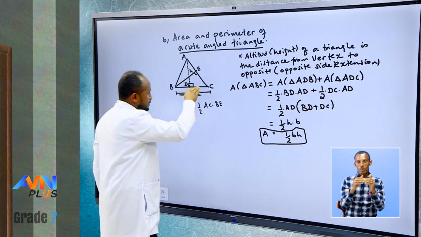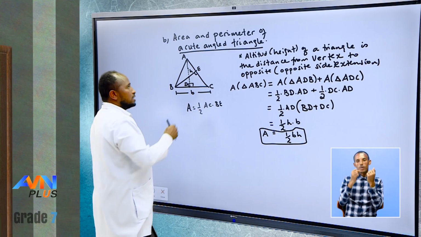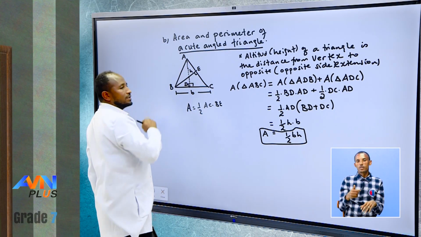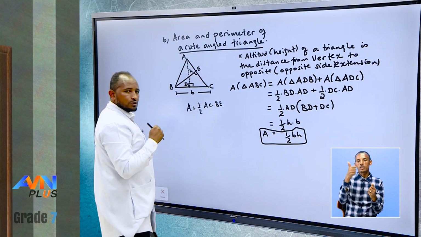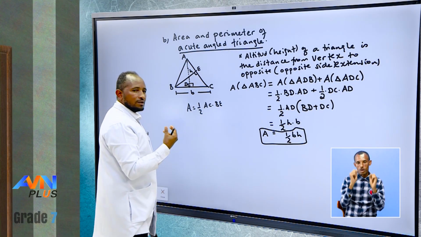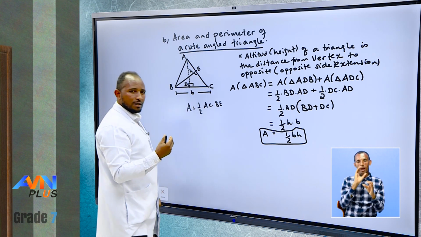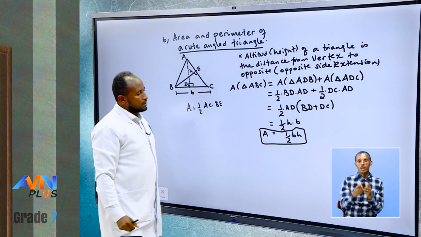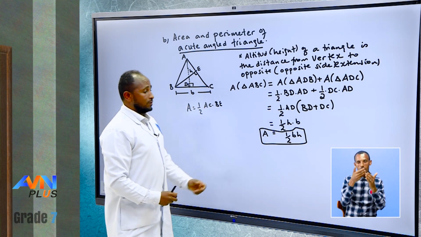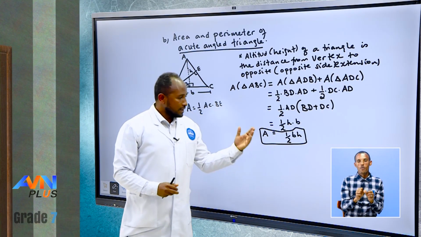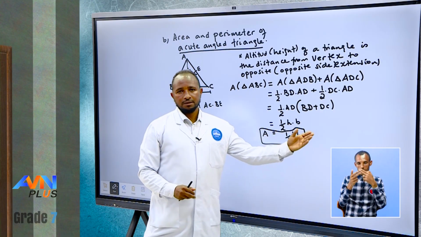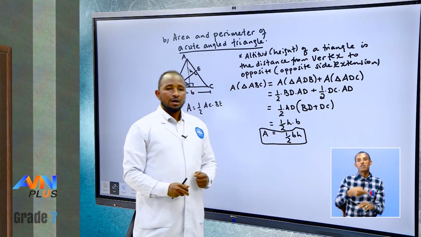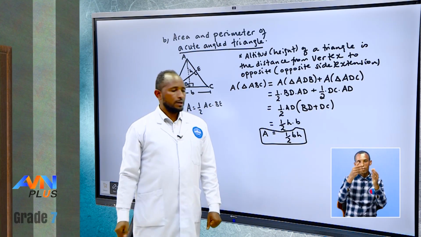If you take this as a base, this will be the altitude. If you take this as a base, this will be its altitude. If you take this as a base, this one is altitude. So you can alternatively calculate the area of an acute angle triangle in different ways. But generally, to calculate the area of a triangle, simply you apply this equation: half times base times height. So I will give you an example for this one.